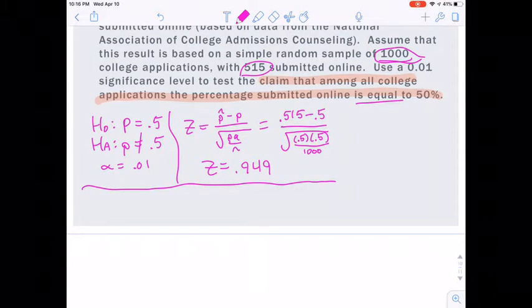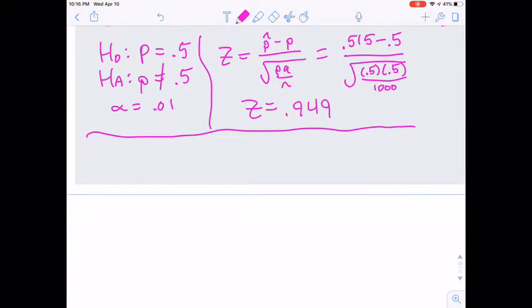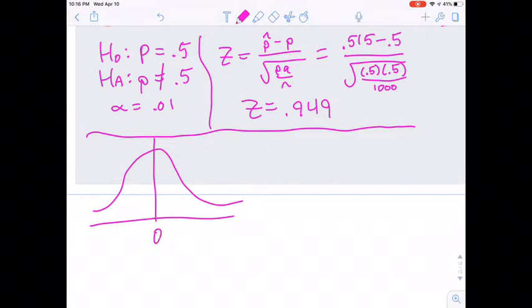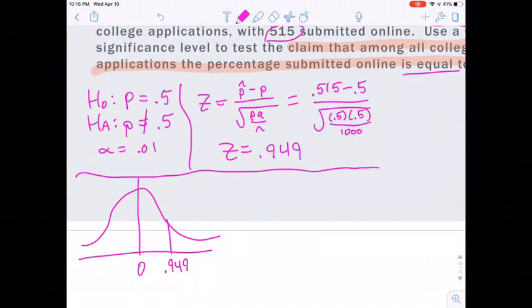My p-value is going to require me drawing a picture of a normal curve. Z is over there in the middle at 0. 0.949 is bigger than 0, so we're going to put it somewhere over here. Now, direction for this problem: we're going to go to the right because it's a not equal to and z is positive. If it were negative, we'd go to the left. Whenever it's a not equal to problem, you just go in the direction of positivity or negativity. But remember, the special thing to do in a not equal to problem is to multiply by 2.